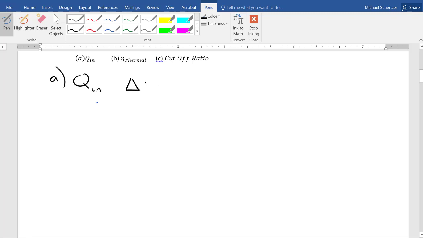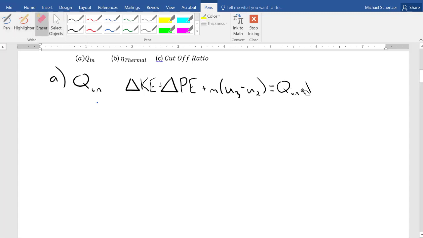I see that delta KE plus delta PE plus m times delta U. I'll just get rid of the delta here because this is always the end minus the beginning. So here this is going to be U3 minus U2 is equal to, delta is a Q minus W. So this becomes Q minus W.